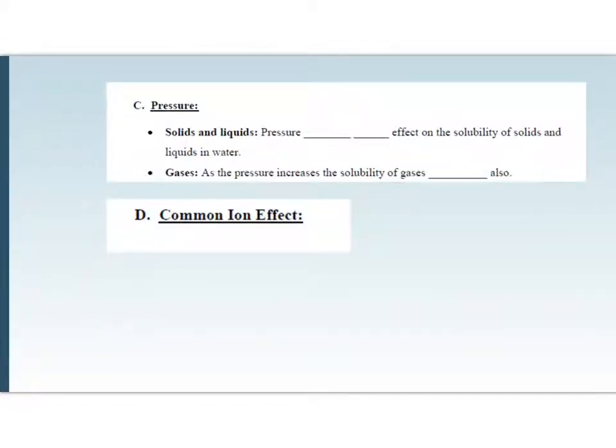Pressure. Atmospheric pressure or any gas pressure doesn't have any effect on the solubility of solids and liquids in water, but for gases, as the pressure increases, the solubility of gases also increases. Now, what about the common ion effect?